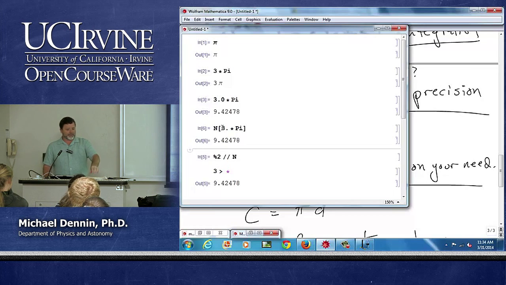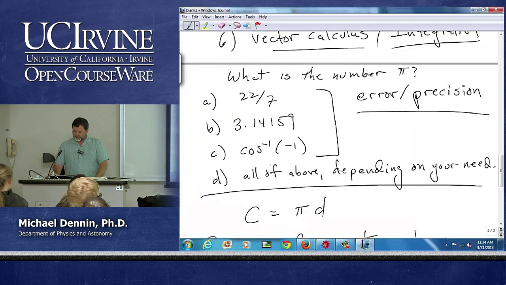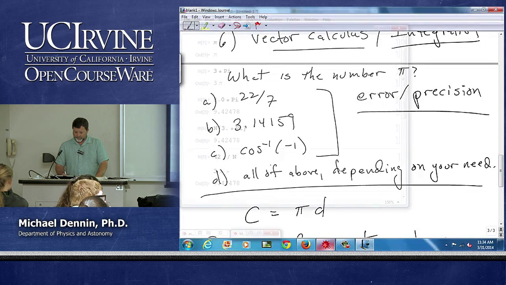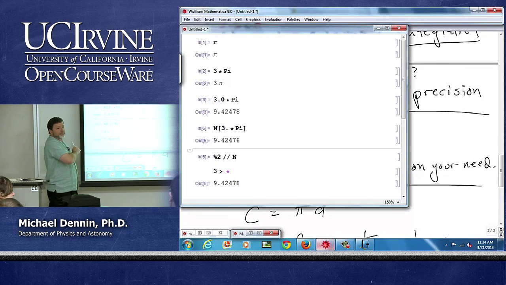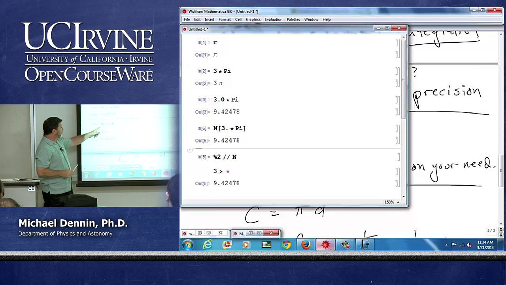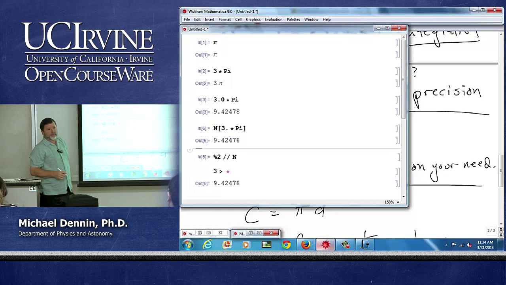Any other questions on this? What does the 2 represent? Like %2 is the second one? The 2 is this output 2 right here. Okay. And if I do just %, it'll do the previous output. If I do % with a number, it finds that output and operates on it.